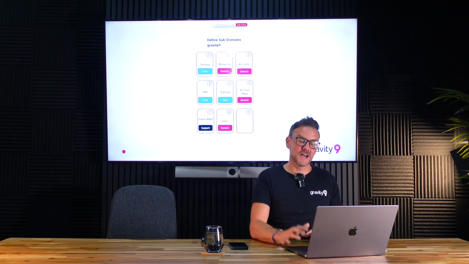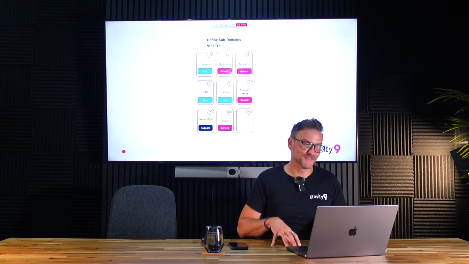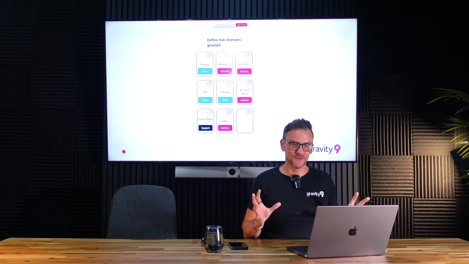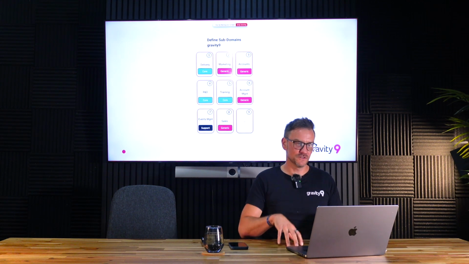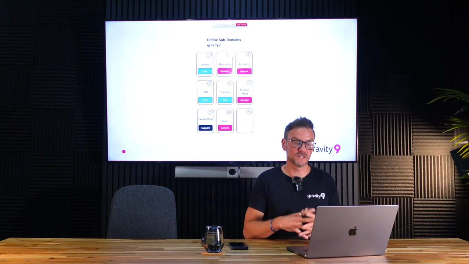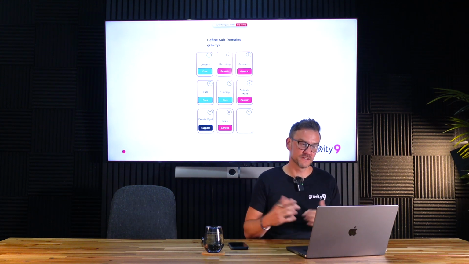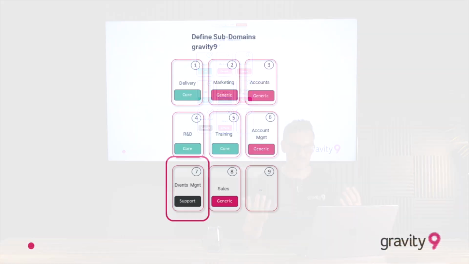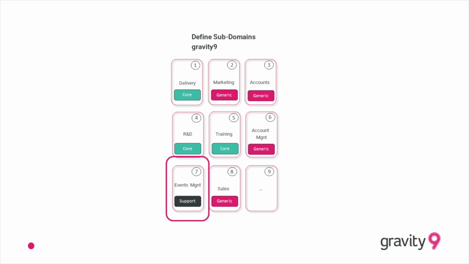Okay, so we're going to look at an example. So Gravity9, we're a software development company. We're just going to take a little bit of a step back and assume that we've done some analysis and looked at our organization, and we've got these subdomains that make up our business. We've got delivery, which is part of our software development process. We've got marketing, which is obviously marketing of our services and our products.